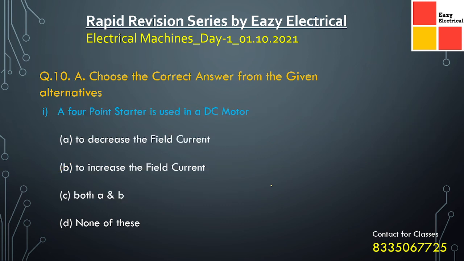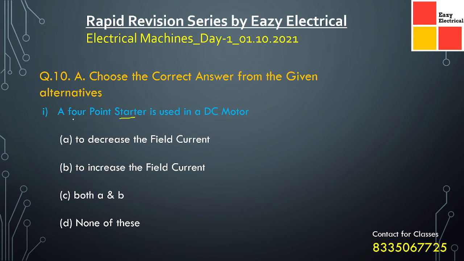Now coming to the last question for today: a 4-point starter is used in a DC series motor to decrease the field current, to increase the field current, both A and B, or none of these. The basic purpose of a starter, we all know, is to limit the current at the starting, that is, not to allow a huge amount of current to flow at the beginning. That is basically a starter.